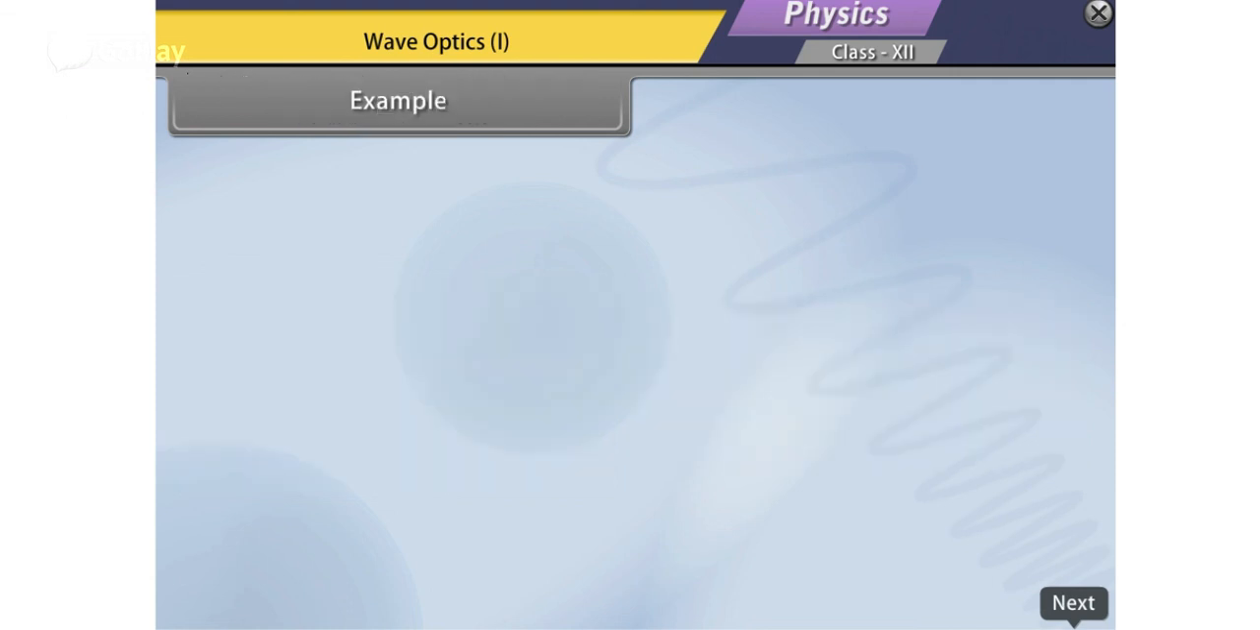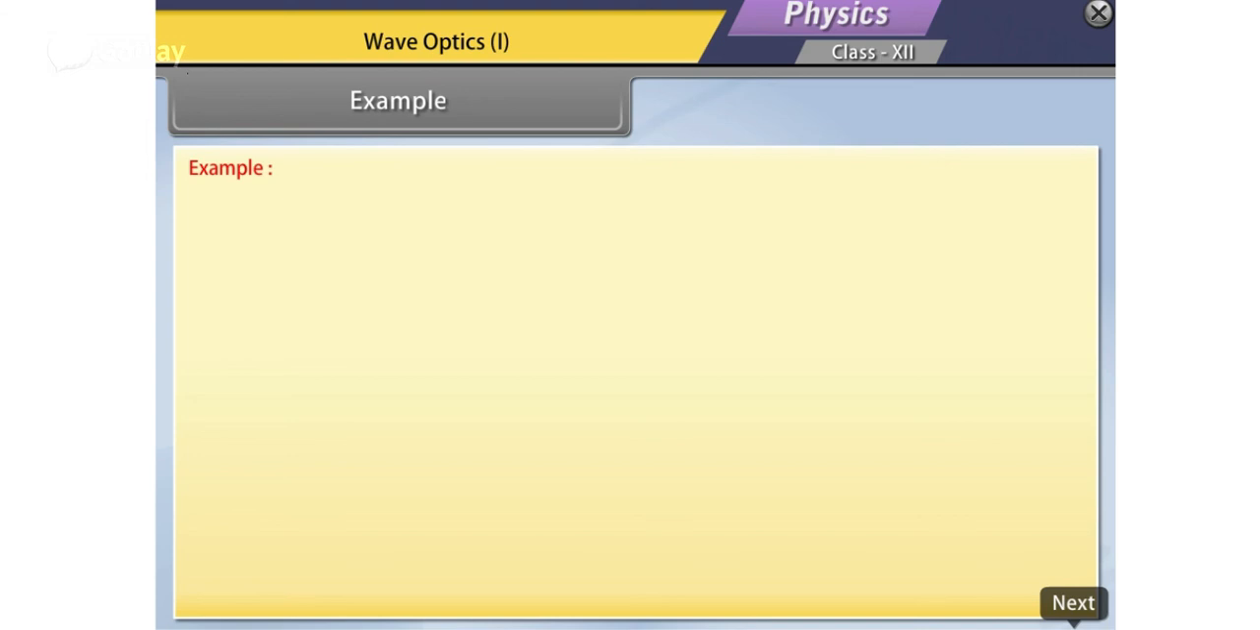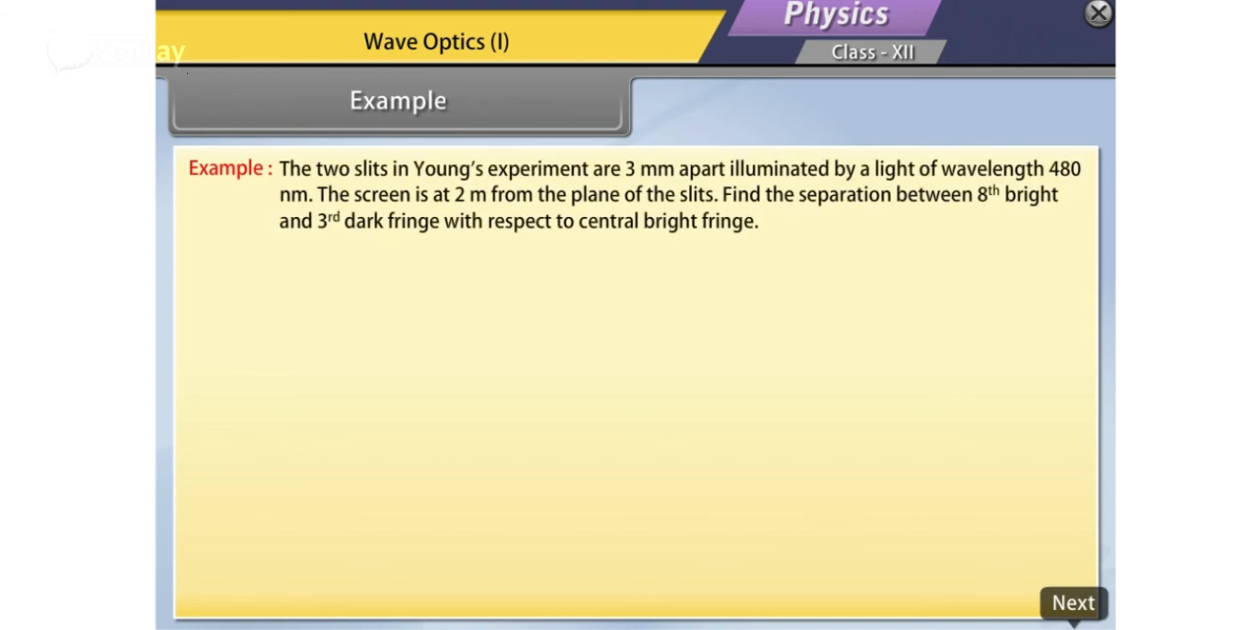Example. Let's take an example on Young's double slit experiment. The two slits in Young's experiment are 3 mm apart, illuminated by a light of wavelength 480 nanometer. The screen is at 2 meters from the plane of the slit. Find the separation between 8th bright and 3rd dark fringe with respect to central bright fringe.